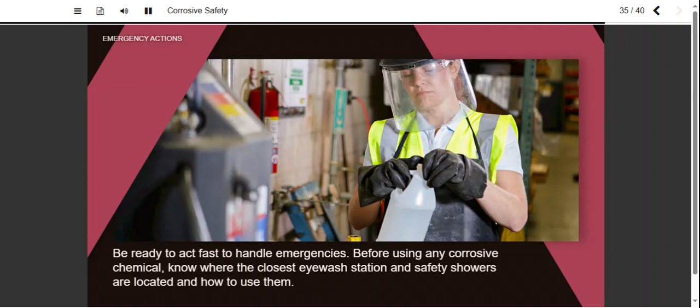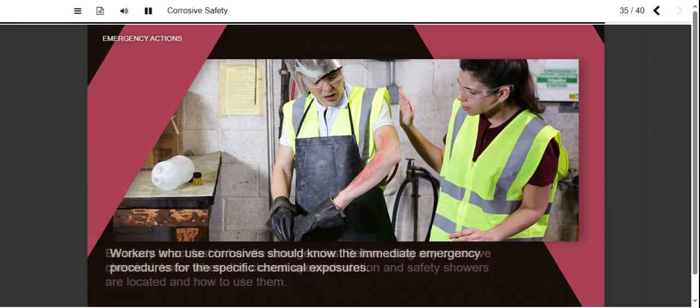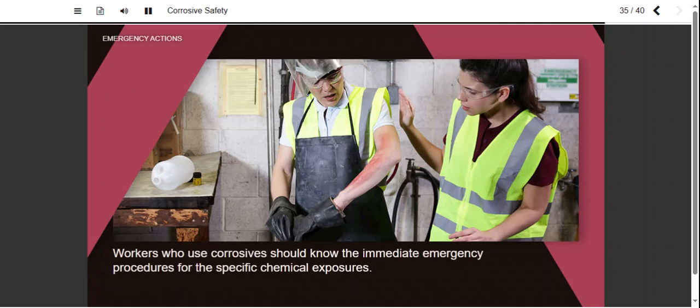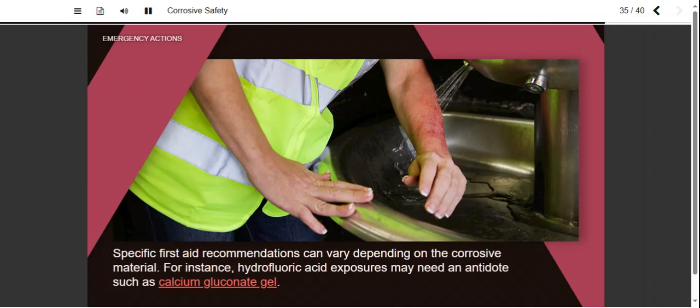Most workplace injuries caused by common corrosives such as acids and bases result from accidental skin or eye contact. Be ready to act fast to handle emergencies. Before using any corrosive chemical, know where the closest eye wash station and safety showers are located and how to use them. Workers who use corrosives and chemicals should know the immediate emergency procedures to take when an exposure takes place. The first aid for accidental skin or eye injuries usually involves flooding the contaminated area with large amounts of water. However, the specific first aid recommendations can vary from one corrosive material to another.